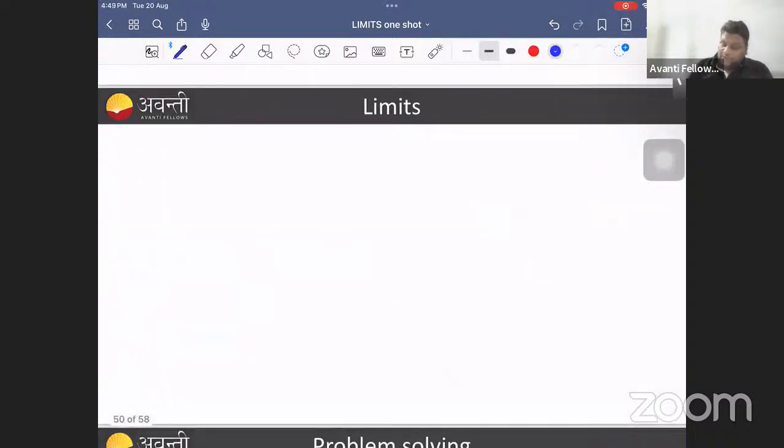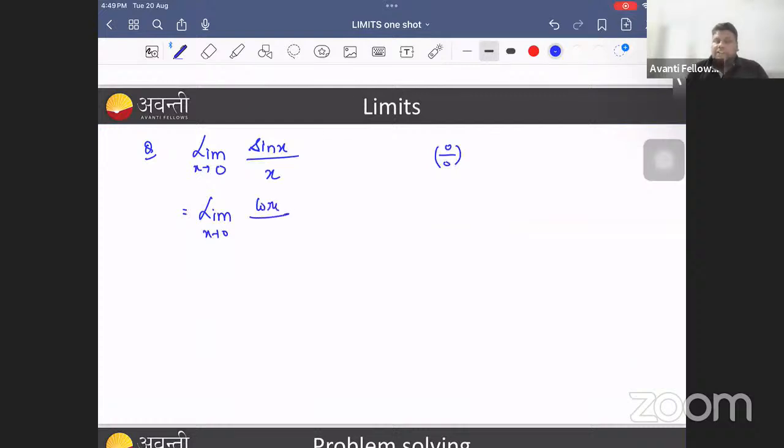Got it? Like a simple question, if I do limit x approaches 0 of sine x upon x. Isn't it 0 by 0 form? So what you do is, limit x approaches 0, differentiate the numerator. The derivative of sine x is cos x. Differentiate the denominator, the derivative of x is 1. So the answer is what? Cos 0. That form vanished. Answer is cos 0, that is 1. Am I clear? See the next question.